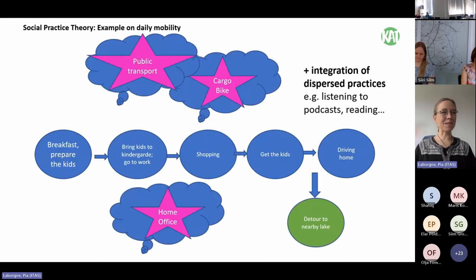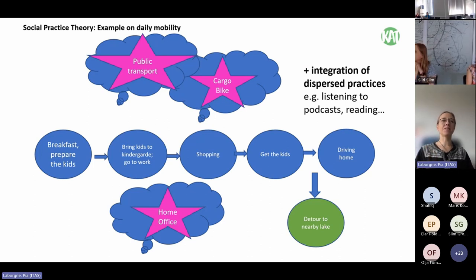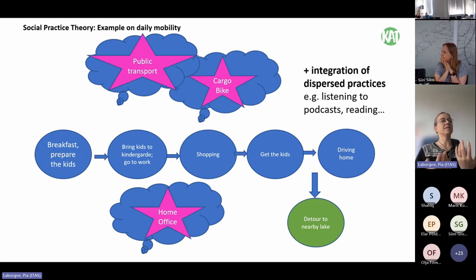And this is an example in the field of mobility. It's like illustrating how, in practice theory, we can look at these everyday practices. So we really would go into a daily routine and look at it more closely. Like, in the morning we prepare breakfast, we prepare the kids. Then we bring the kids to kindergarten and go to work.